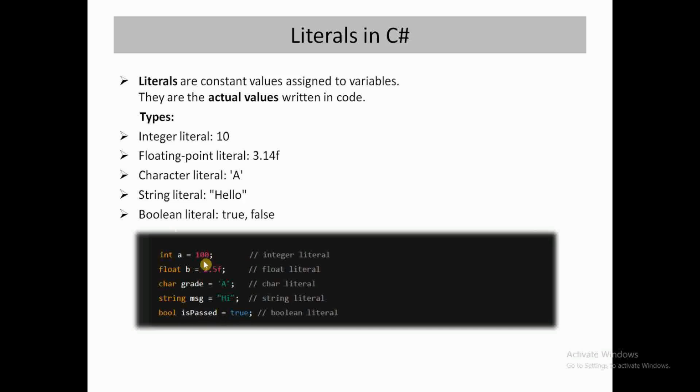These are the literals. 100 is an integer literal, this decimal value is a float literal, this single quoted a is a char literal, high is a string literal, this one is a bool literal. So these are the literals we have, and here are some types like integer literal, floating point literal, character literal, string literal, boolean literal.